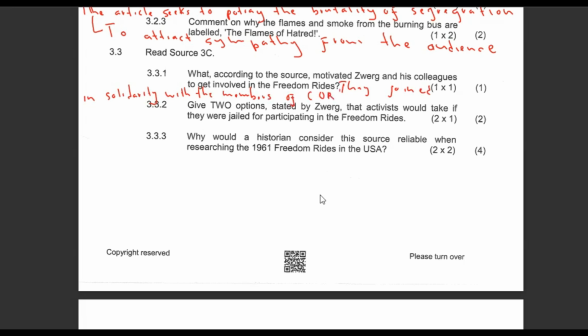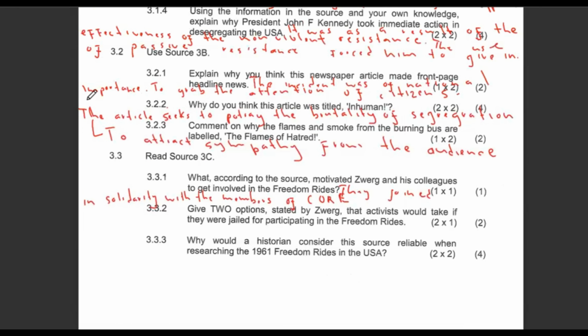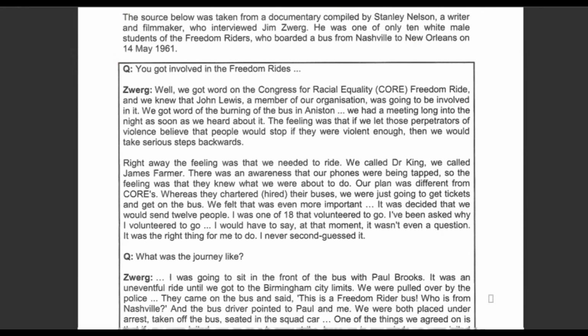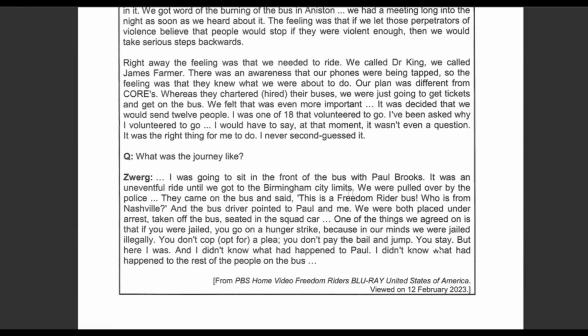They did it as a sign of solidarity, to show oneness with members of CORE, C-O-R-E. So that is one of the reasons why they joined. Then give two options stated by Swag that his FT priest would take if they were jailed for participating in the freedom ride. So we refer back to the source. We identify the two options stated.